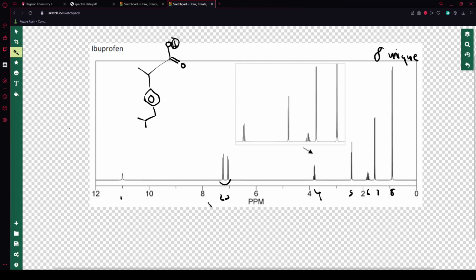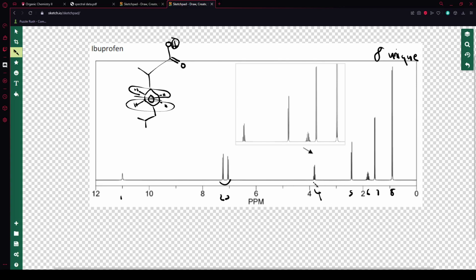When you see 2 peaks like this at about 7, it's indicating the hydrogens here on the benzene ring. We have these 2 hydrogens are identical and these 2 hydrogens are identical. So you see 2 peaks that are doublets because each of these hydrogens is also only touching the one other hydrogen.